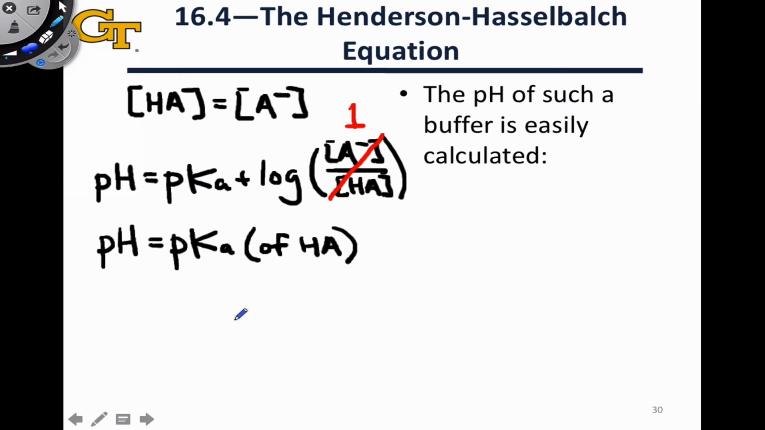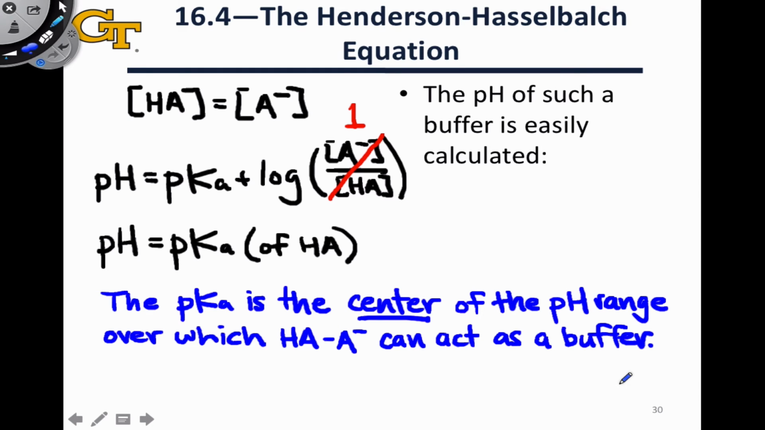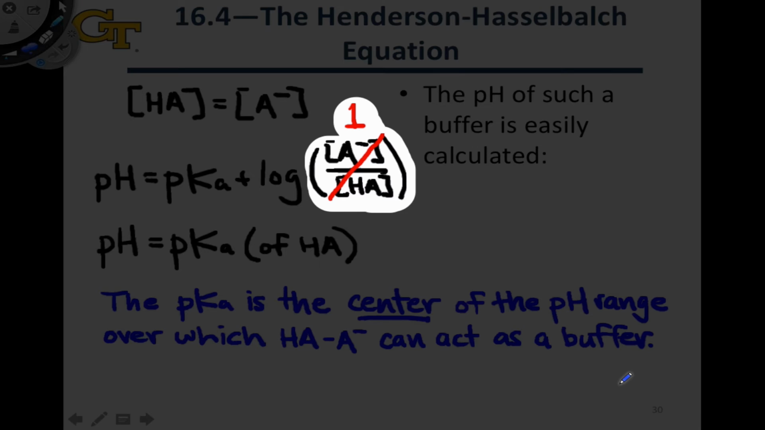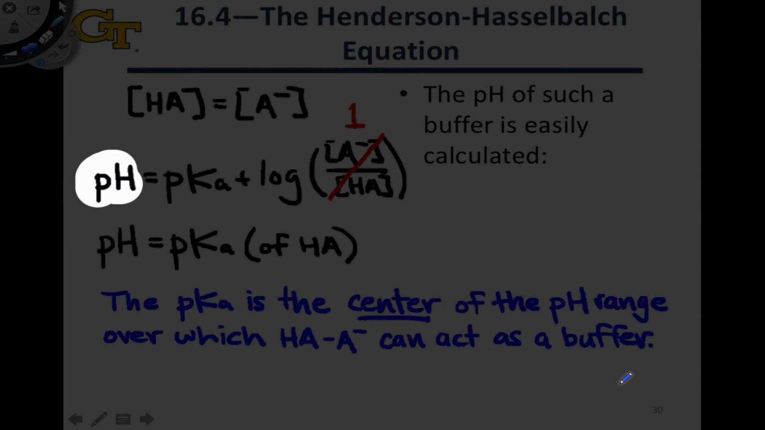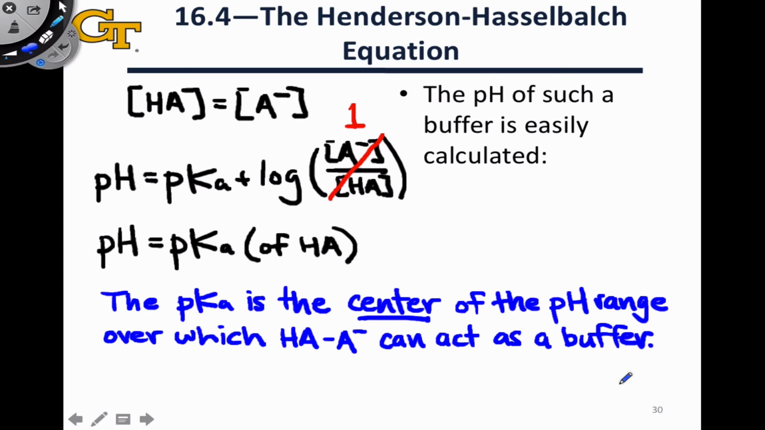This situation represents the center point of the pH range over which this system can serve as an effective buffer. And by adding strong acid or strong base to adjust this ratio above or below 1, we can alter the pH of the buffer. This can sometimes be practically more convenient than adding exactly the right amounts of acid and base to achieve a desired target pH.